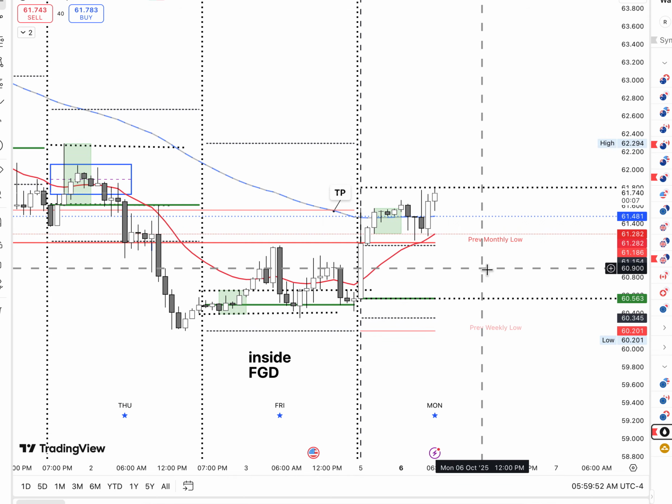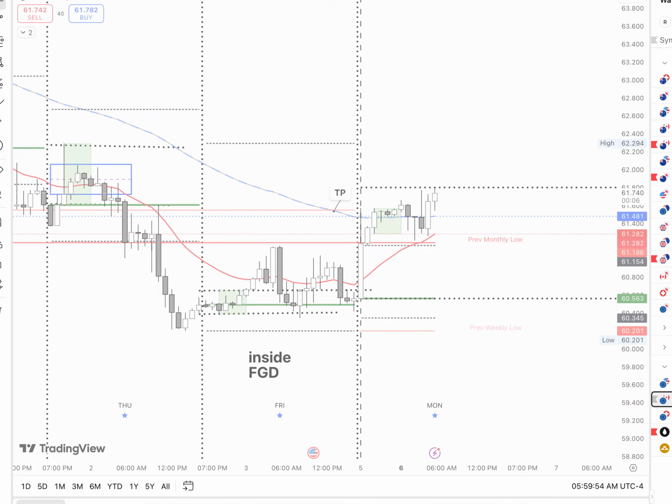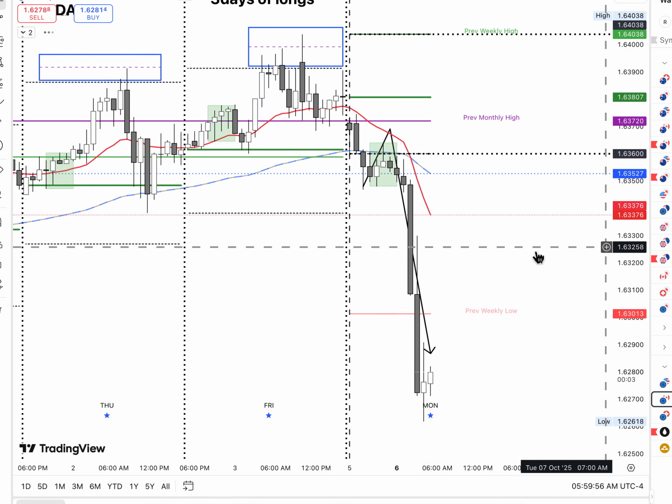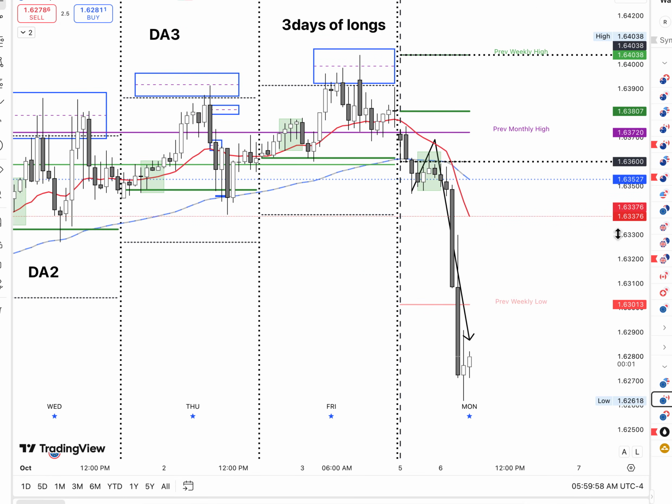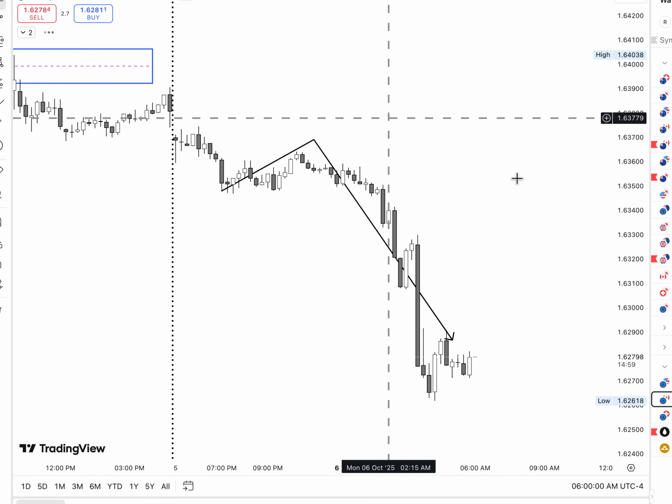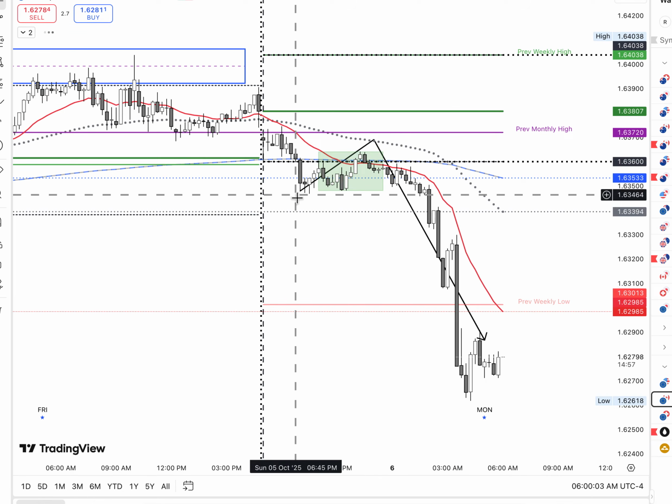Now, congratulations to all of you who took the Euro card with me this morning when I dropped that signal. We got in. You see the market moves sideways.